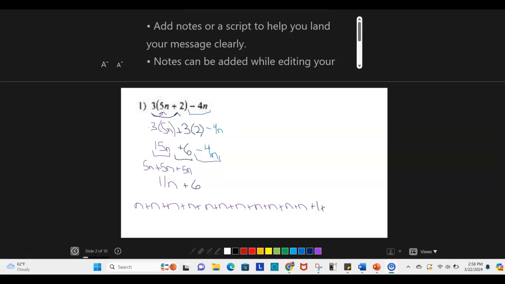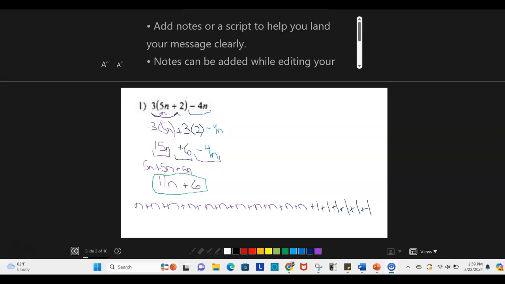1, 2, 3, 4, 5, 6. So you can see here that I cannot combine n's with ones. They're two completely different things. See, I don't know the value of n. If I did, then I could plug it in here and multiply it by 11 and then add that 6. But since I don't know n, I'm just going to leave that 11 times n, and then I've got my plus 6. So this here is going to be my final simplified expression.